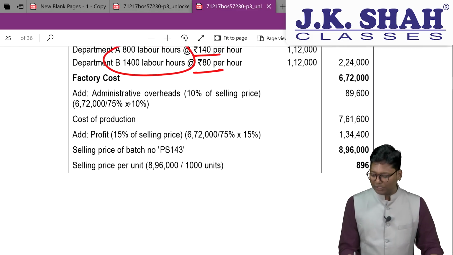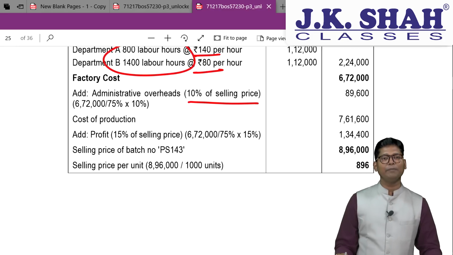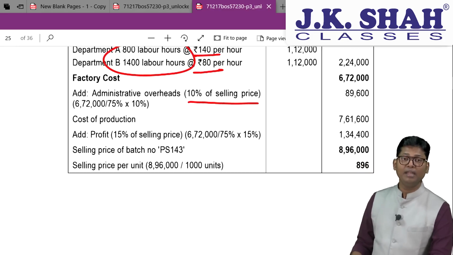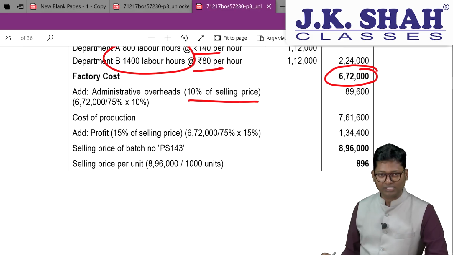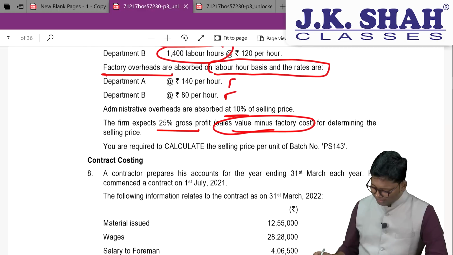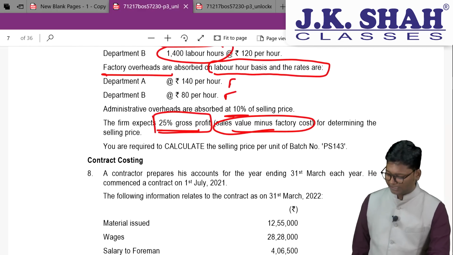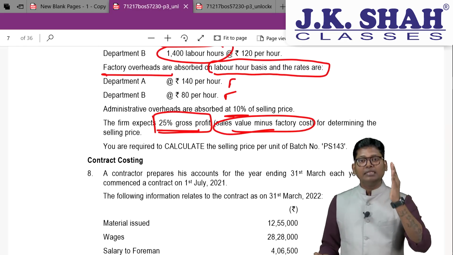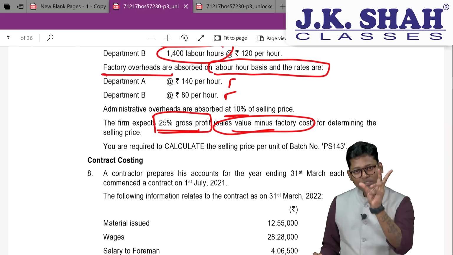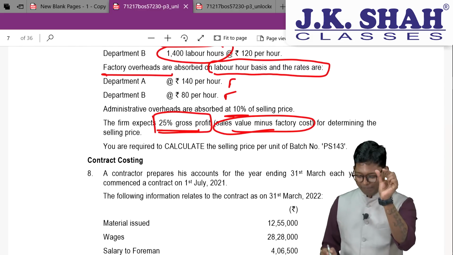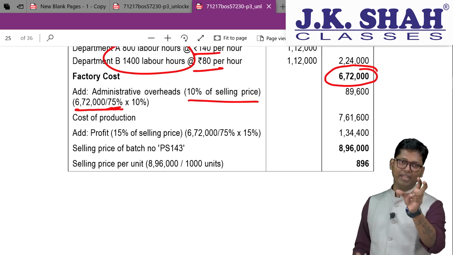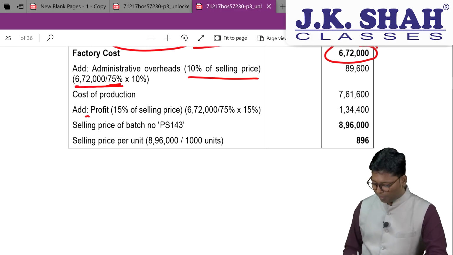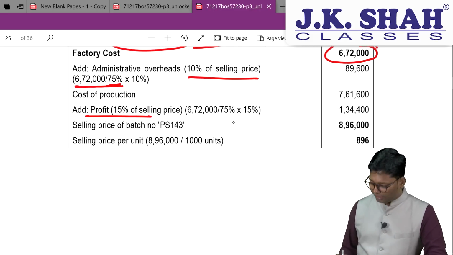Now, as per the given information, administrative overheads are 10% of selling price. So 10% of selling price is computed, but they have given specifically that 6,72,000 is your factory cost, correct? Now, factory cost divided by 75% they have done. Sir, why are they doing this particular calculation? Because here it is mentioned that the firm expects 25% of profit, sales value minus factory cost. Sales value is 100, your profit is 25, so the remaining is your factory cost, and that is why 75 is taken into consideration, and for that amount they have computed this 10% value. They have added profit to all the calculation, and then they have determined the selling price.